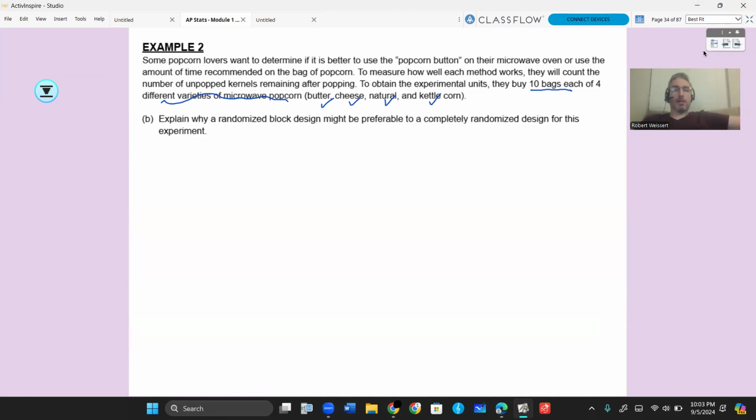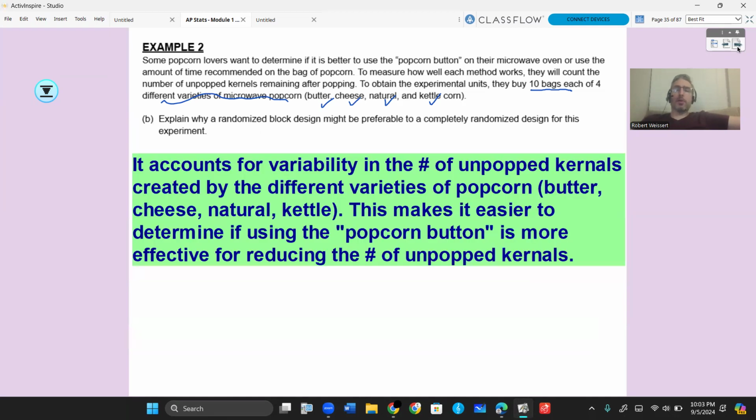Why would a randomized block design be more preferable here? Well, it accounts for variability in the number of unpopped kernels created by the different varieties of popcorn. So it makes it easier to determine if using the popcorn button is more effective for reducing the number of unpopped kernels. In other words, let's say we have 40 bags of popcorn and you just mix them all up.